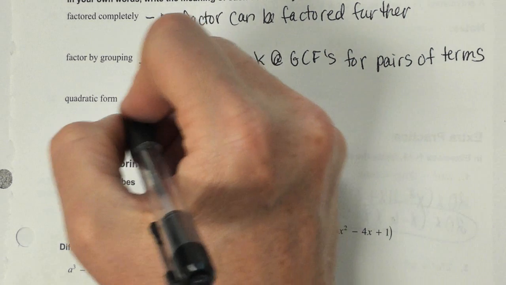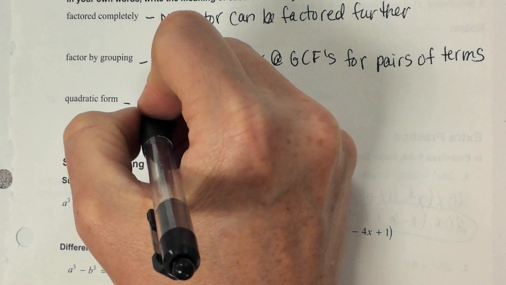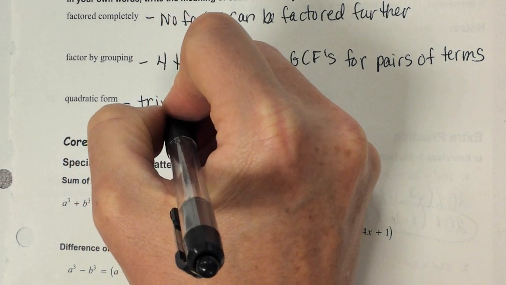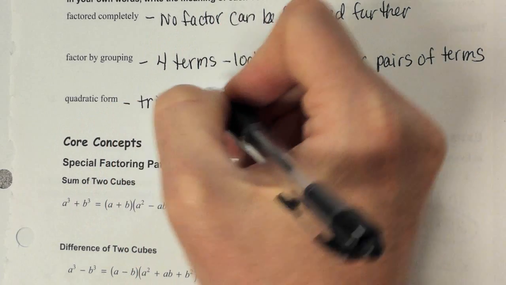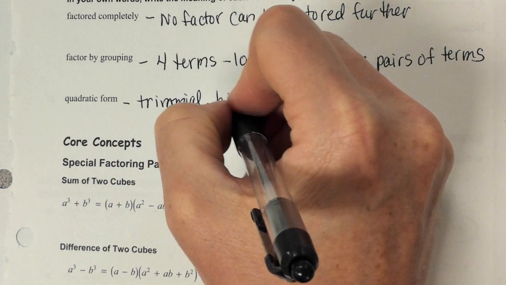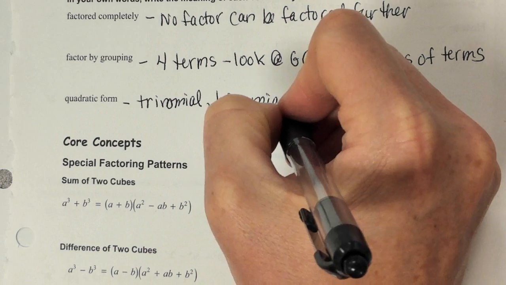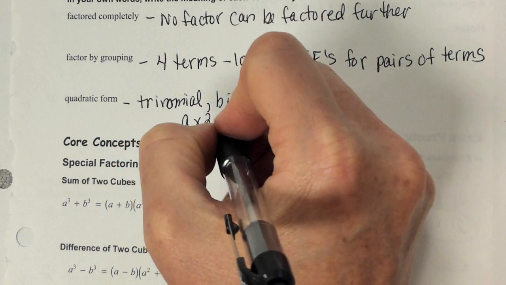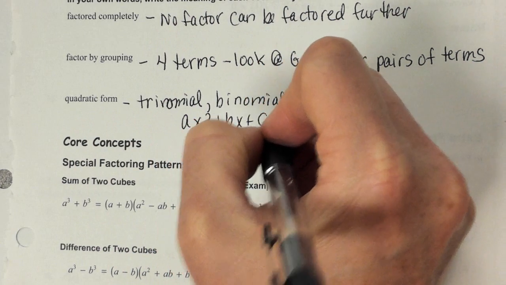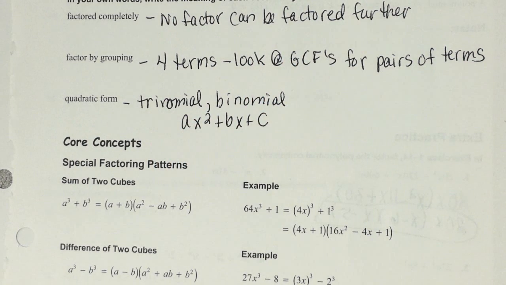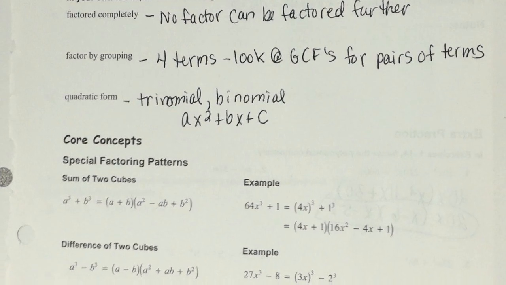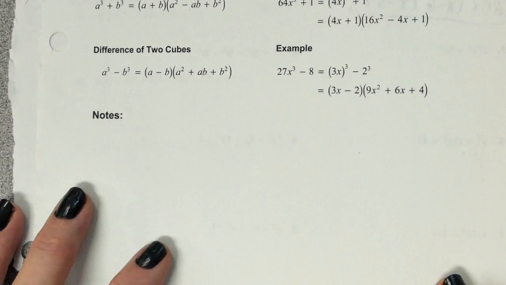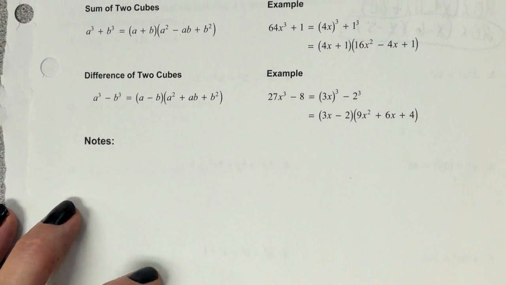Quadratic form, all that means is a trinomial, or binomial, could be that too. But the trinomial that we usually see in quadratic form is ax squared plus bx plus c. That means quadratic form, standard form as well. Okay, down here, this kind of factoring is going to be new for you as well.